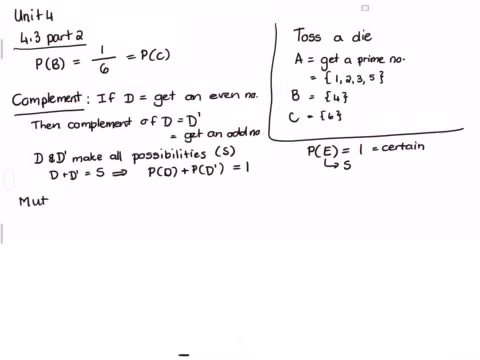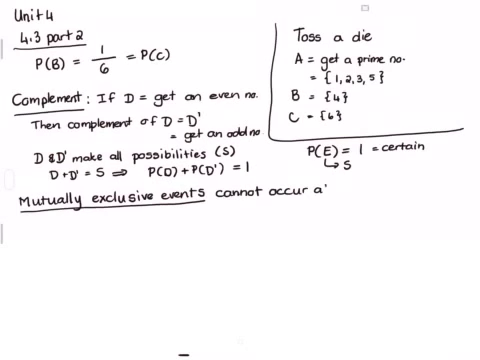Now another one, mutually exclusive. And be careful, one gets confused with all these words because they're kind of similar but not the same. Mutually exclusive events cannot occur at the same time. So in our example, complements are definitely mutually exclusive because they can't be the same, because the one is like the opposite of the other one.